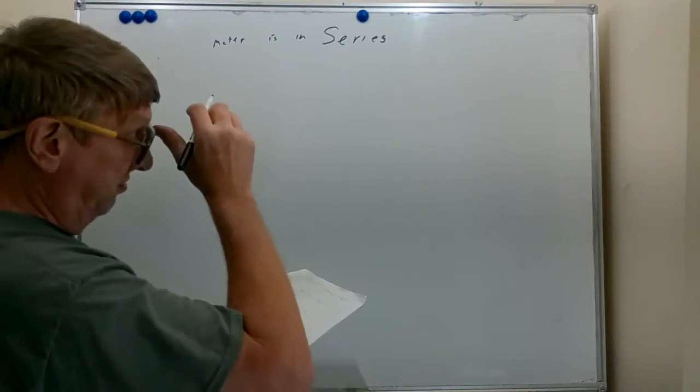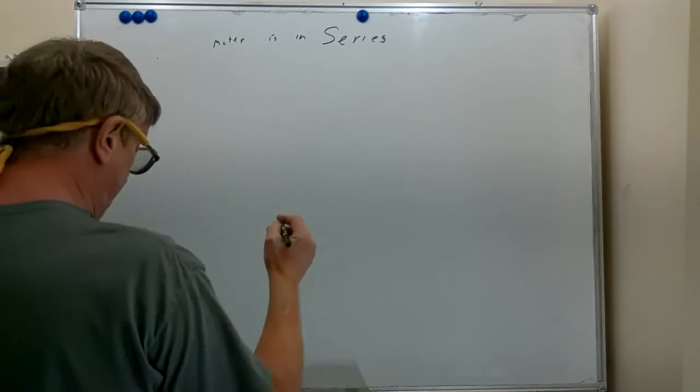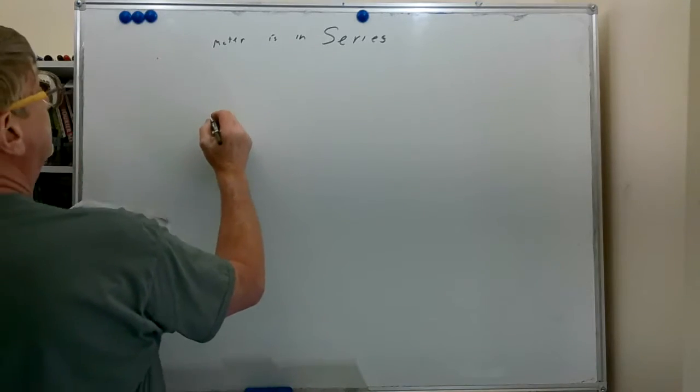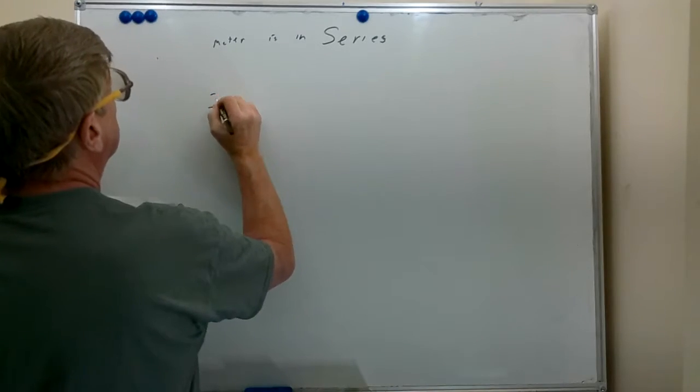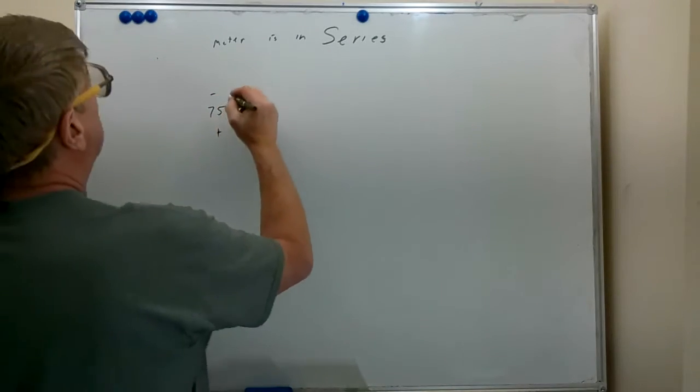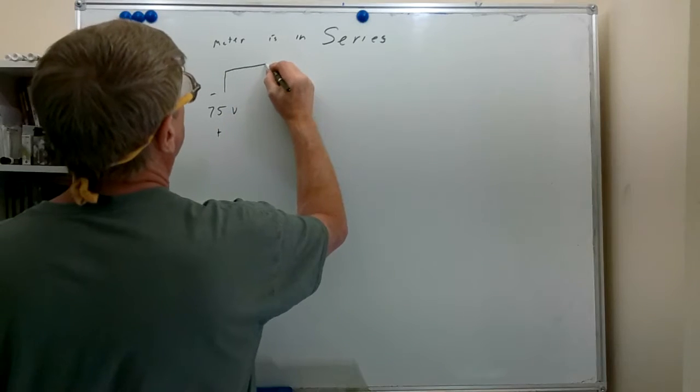So we're going to do a little bit of an example here. We're going to put a 75 volt power supply. We're going to put a few resistors in series in this circuit.